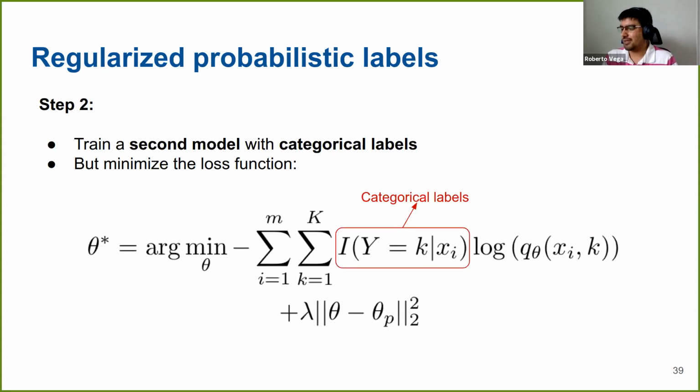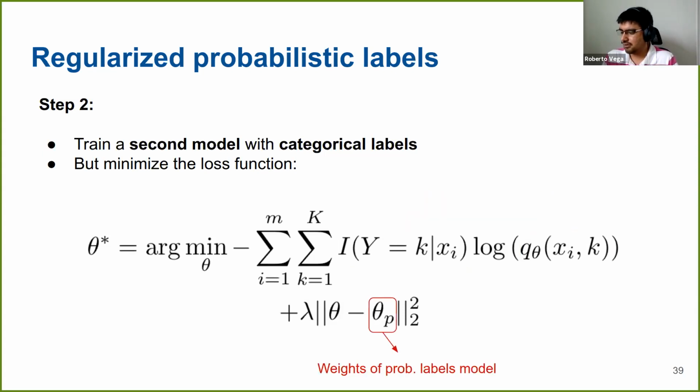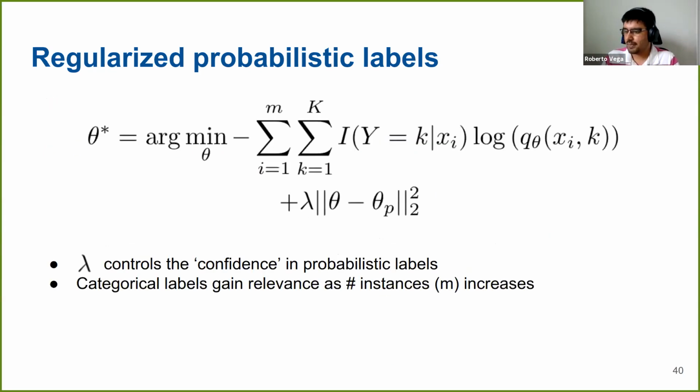So we have the categorical labels here, we have the predictions here, we have the weights of the probabilistic labels, and we have lambda that controls this. Now, something very, very important.